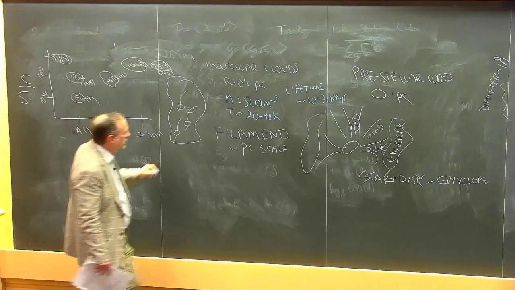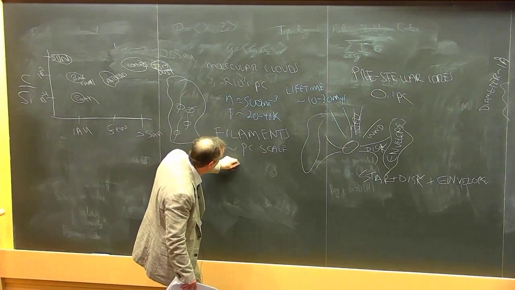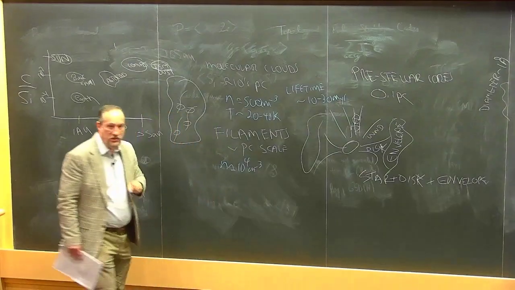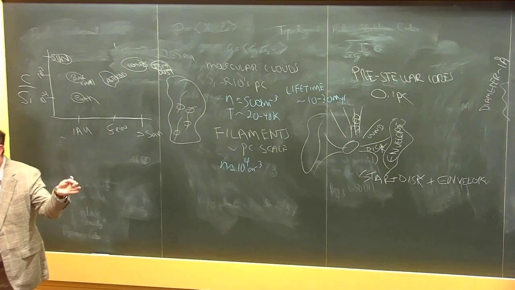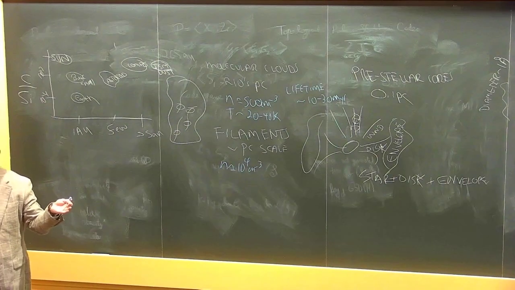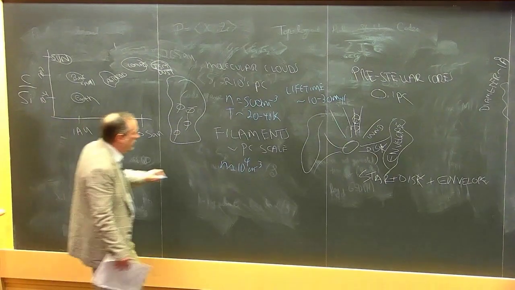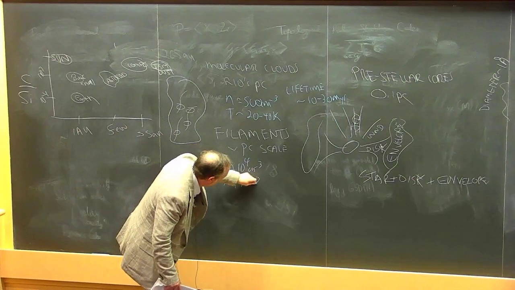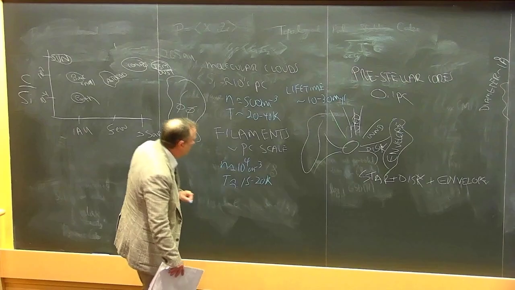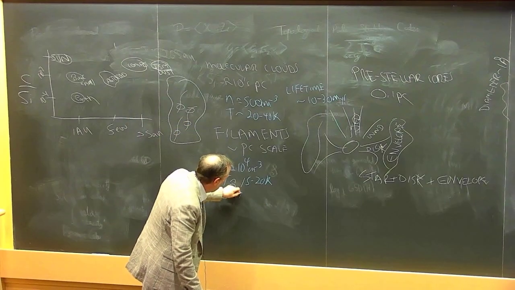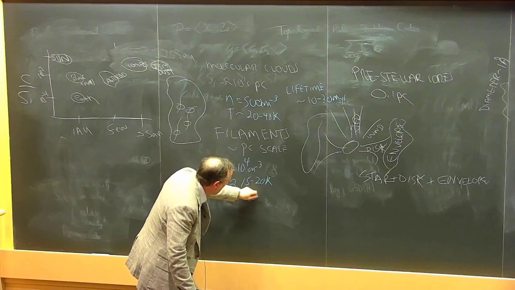The filaments are a little bit denser. You're getting to 10 to the 4th particles per centimeter cubed. And just for reference, the density of air in this room is of order 10 to the 19 particles per centimeter cubed. All right, the temperature is getting cooler. It's like 15 to 20 Kelvin. And my lifetime for here is of order 1 million years.